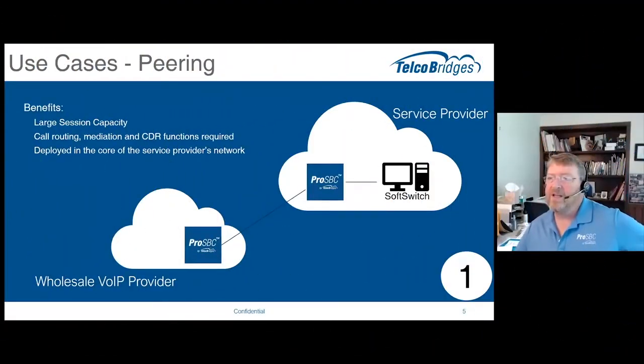All right, our number one is peering, and this is really where we started with our session border controller efforts. The idea is that we're going to provide connectivity between one service provider and another, generally between a wholesale VoIP provider and some type of service provider, might be a regional or smaller or mid-size or UCaaS provider, providing SBC functionality, managing traffic, call routing, maybe doing some mediation, a lot of times doing CDR functionality to track expenses, usually deployed in the core of a service provider's network.